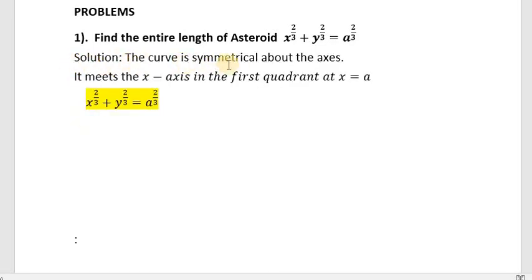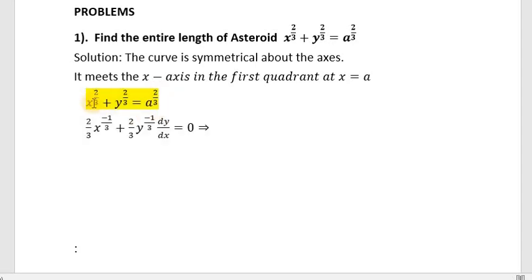The curve is symmetrical about the axis, so it meets the x-axis in the first quadrant at x is equal to a, and the given curve is x to the power of 2 by 3 plus y to the power of 2 by 3 is equal to a to the power of 2 by 3.